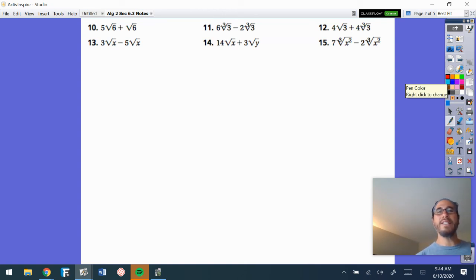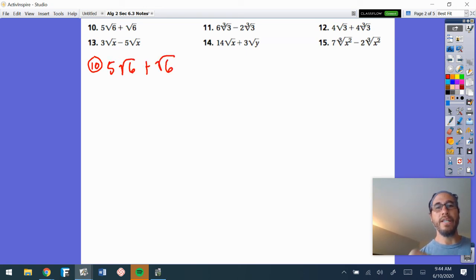Let's look at number 10. Number 10 says 5 square root 6 plus square root 6. We've got the same number in the ditch, and we have the same number underneath the radical. That means we can add these two radicals together. Remember, there's an imaginary 1 right there. We handle radicals like variables. So for example, if this was 5x plus 1x, we would get 6x. So 5 radical 6 plus 1 radical 6 would be 6 radical 6.